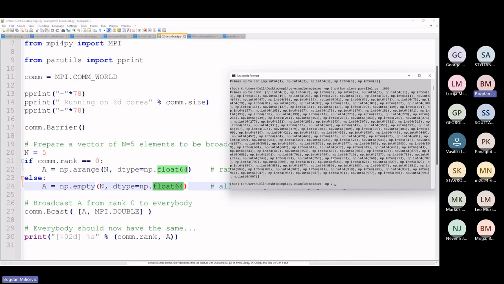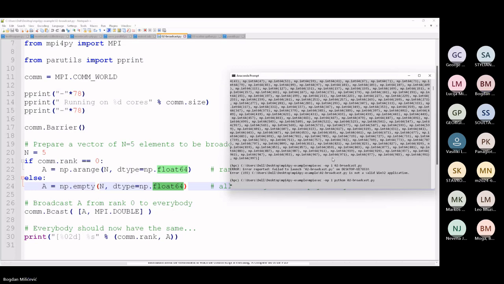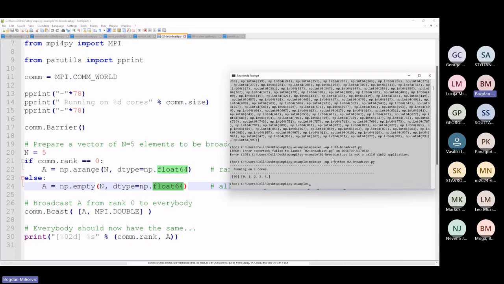So let's do a single process, mpiexec -n 1 python broadcast. Sorry, I forgot the word Python. Okay, works. So zero processes has everything running on one core.